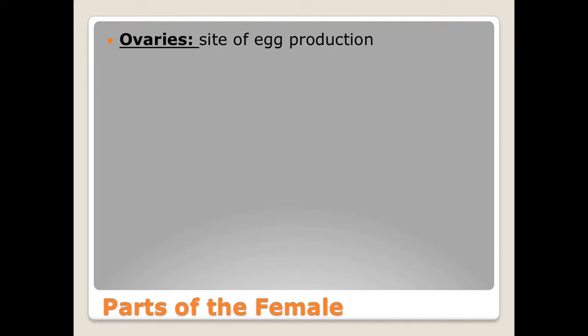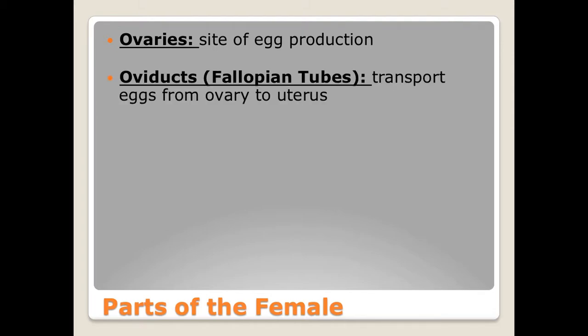So the ovaries, we do have 2 ovaries, one on each side. That is where our eggs are produced. And then kind of the little tubes leading away from the ovaries are the oviducts. They're sometimes also called fallopian tubes. And they're going to transport the eggs from the ovaries to the uterus. And again, because you have 2 ovaries, you have 2 oviducts.